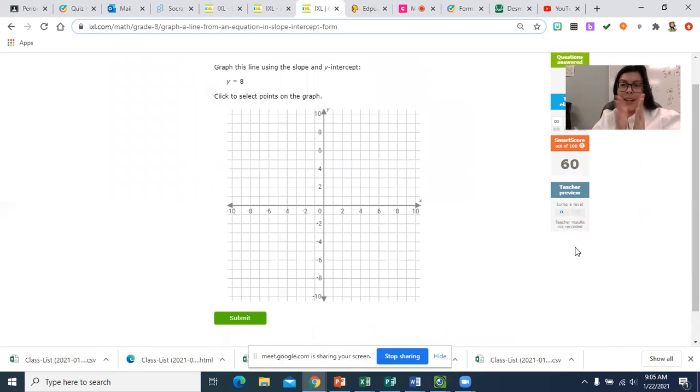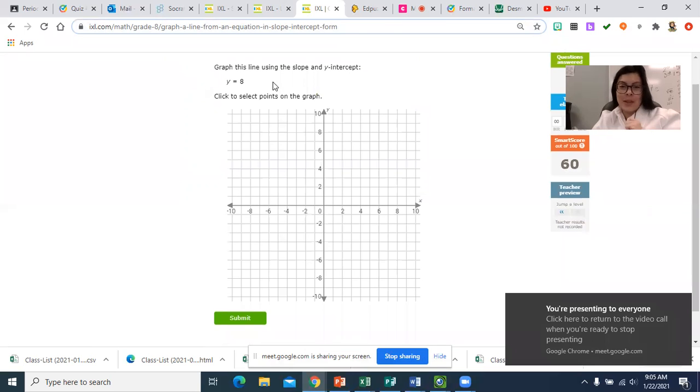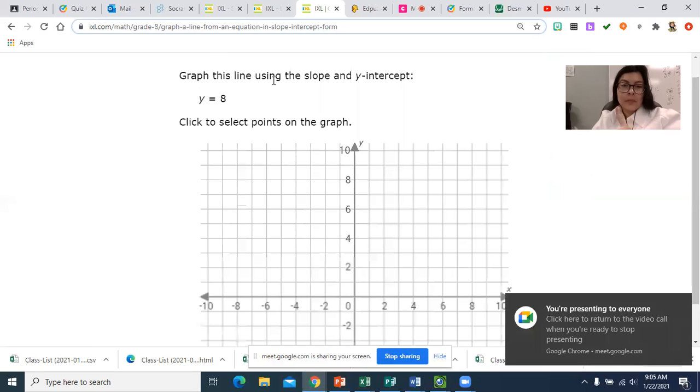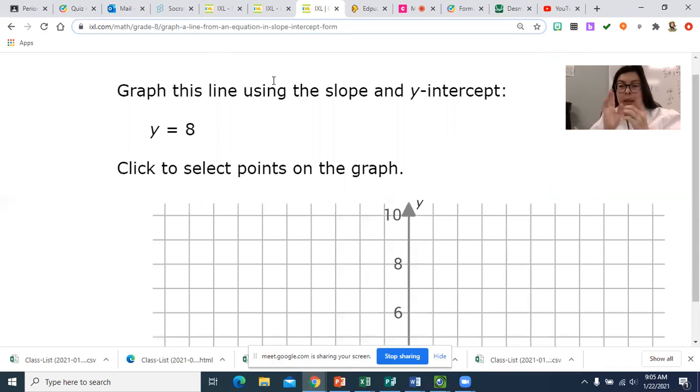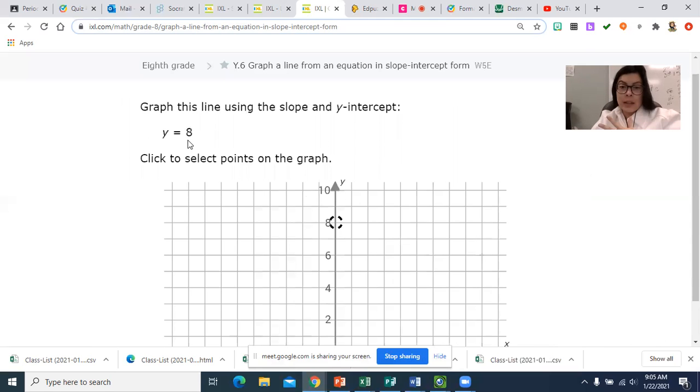Ooh, okay, we're getting to a good one. Look at this one. On this one, same process. I get the y-intercept and I get the slope. So for this one, what is my y-intercept? The number without x or y. It's going to be the 8 because that's the number that doesn't have x or y. So I put a point on 8.